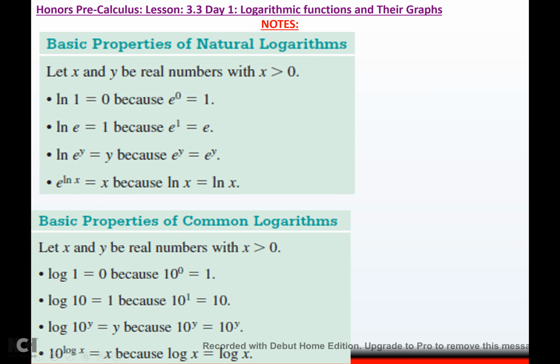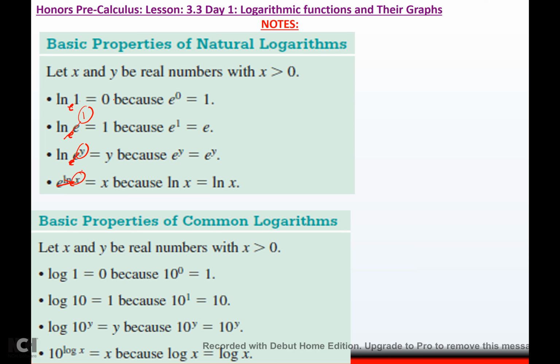Okay, when you have the natural log, the properties are the same. Any natural log of 1 is 0. When you take the natural log of e, the base of a natural log is e. They don't write it, but the base of a natural log is e. So basically, when these match, your answer is the exponent. Your exponent becomes your answer.